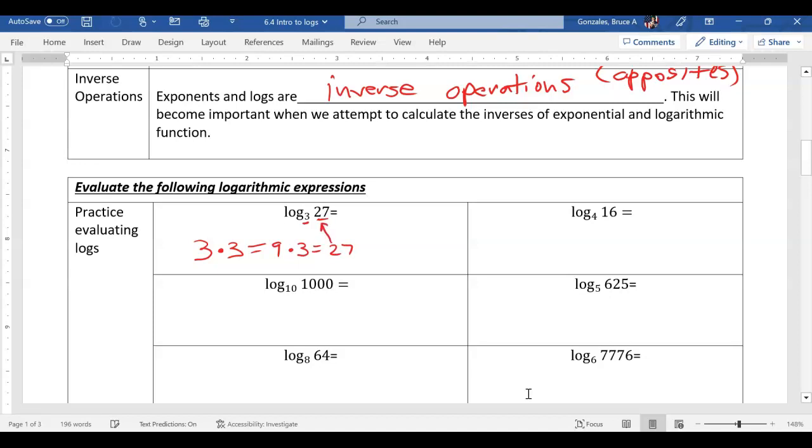Well, that's what I wanted, right? But the question is, how many times did I multiply 3? 1, 2, 3 times. Do you see how that works?